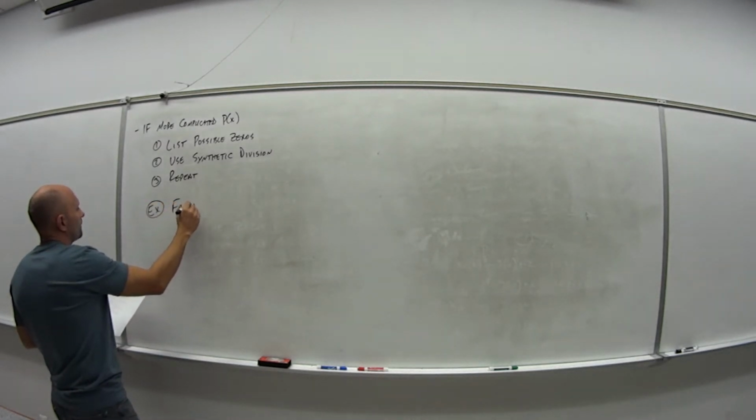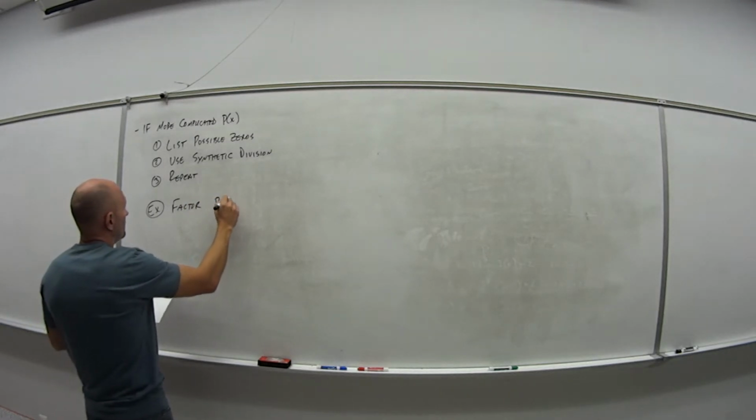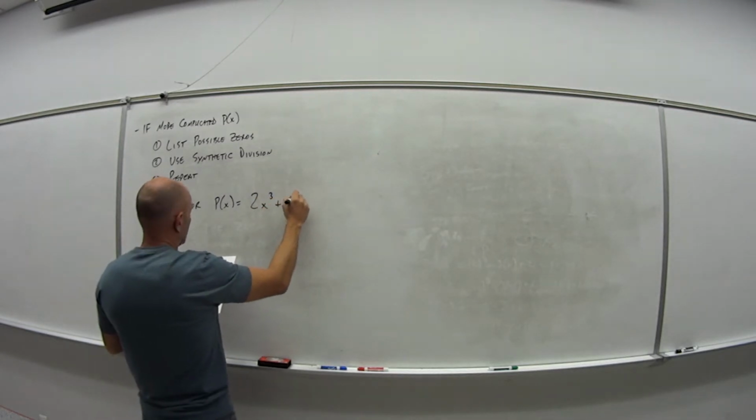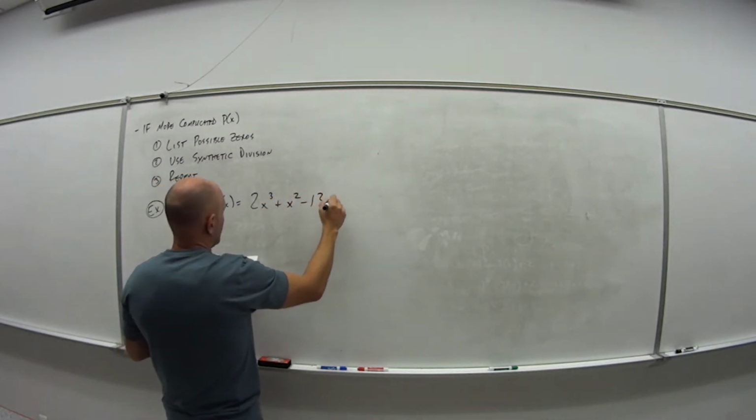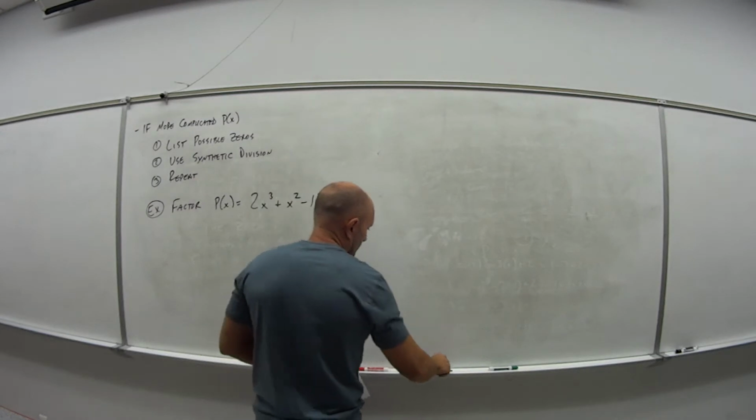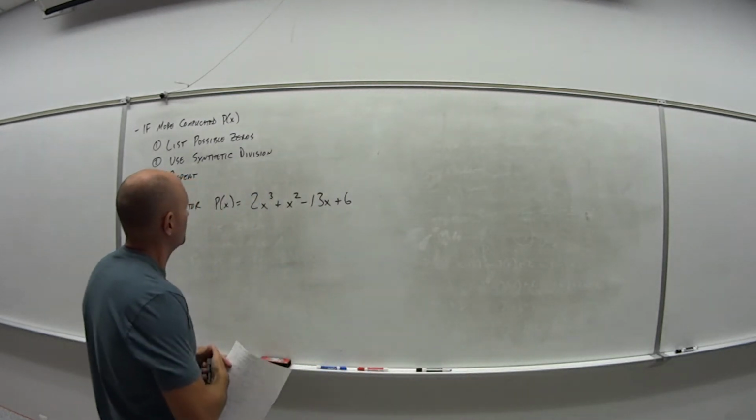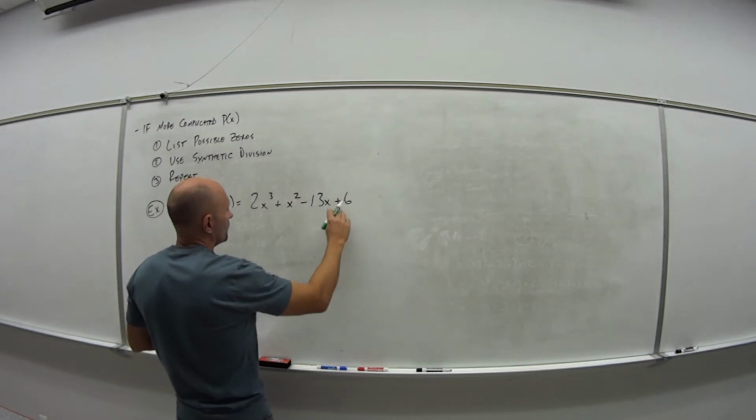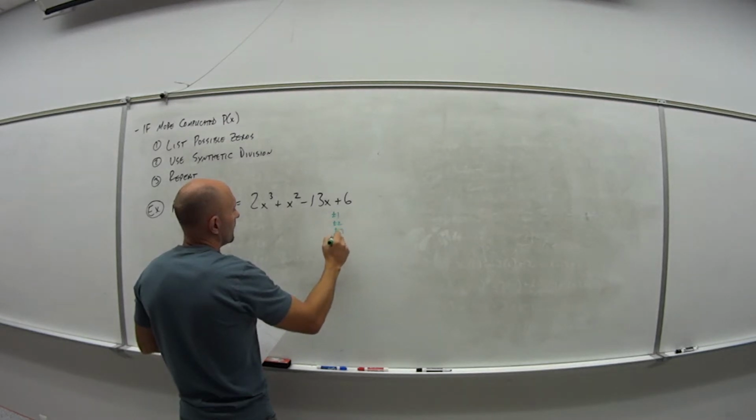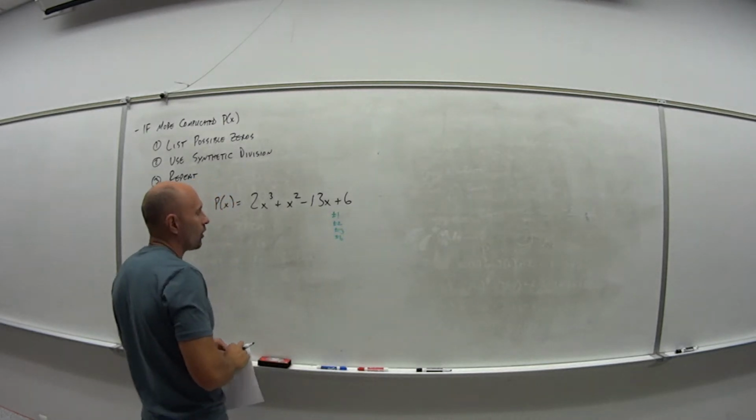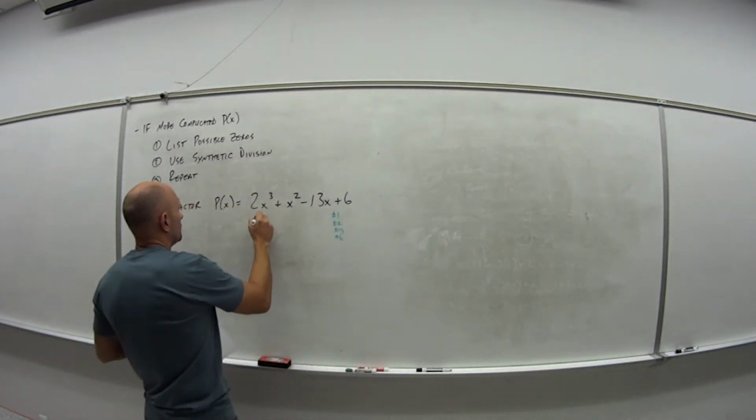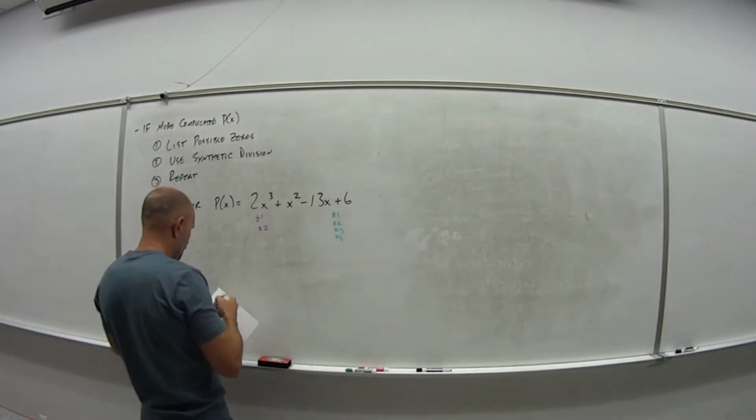We want to factor the polynomial p of x is equal to 2x to the third plus x squared minus 13x plus 6. So let's list all of our possible zeros first. So we have what? With this plus 6 here, we get either plus or minus 1, plus or minus 2, plus or minus 3, plus or minus 6. Those are all the factors of 6. And how about the 2? That's plus or minus 1 or plus or minus 2.